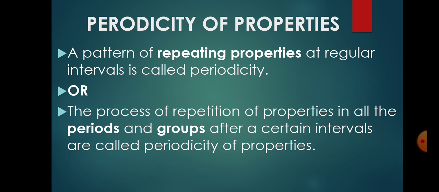Then we will come to the periodicity of the properties. The process of the repetition of the properties in all the periods and the groups after certain intervals is called the periodicity of the properties. Means that in the groups and the periods, the properties of the elements are repeated after a certain interval, after a specific time.